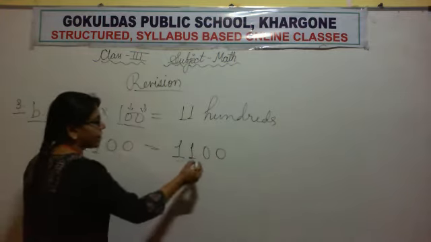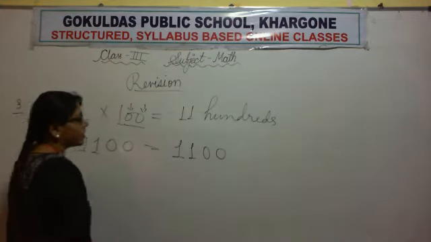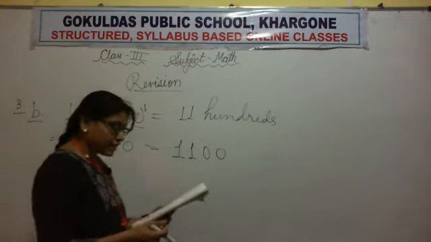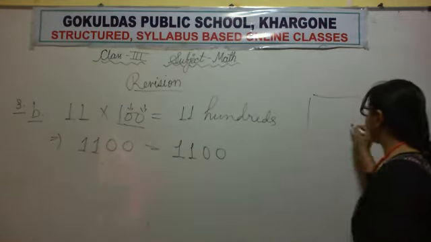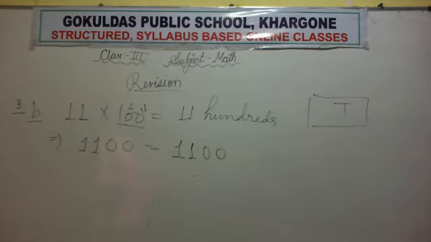This is how we can write 1100. See, both the sides, 1100 and 1100, both the numbers are the same. It means they are equal, meaning the statement is true. So we will write T in this box. The answer of D is true. So we'll write T for true.